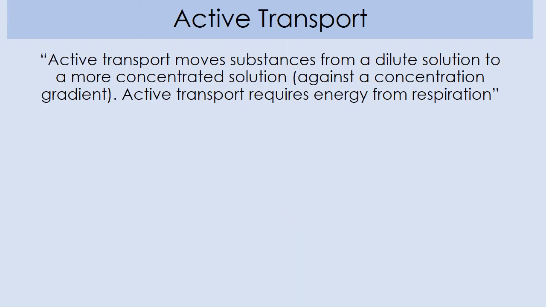The last thing we will look at is active transport. So this is the last part of transport within cells. So active transport moves substances from a dilute solution to a more concentrated solution. So you may notice that this is different to osmosis and diffusion. We're going against the concentration gradient this time. To do this, we need energy. So we get that energy from respiration.